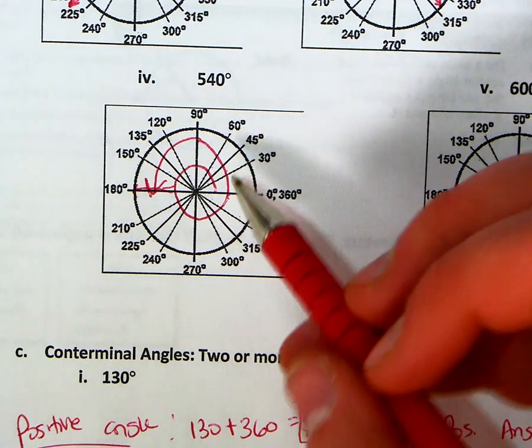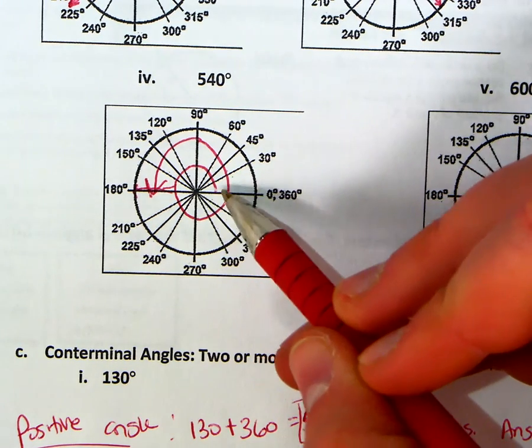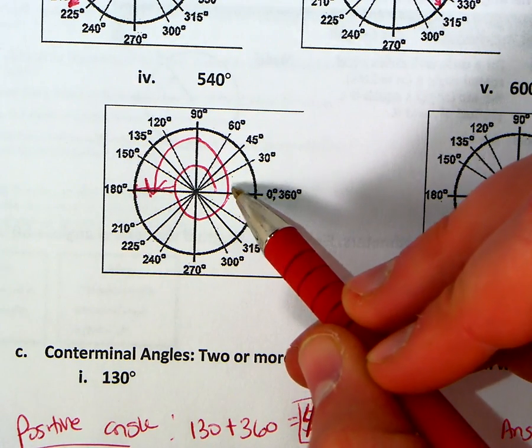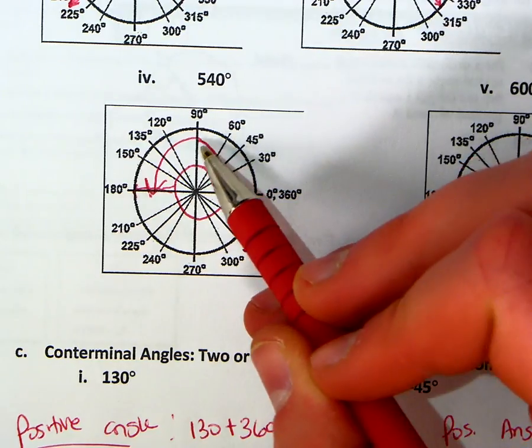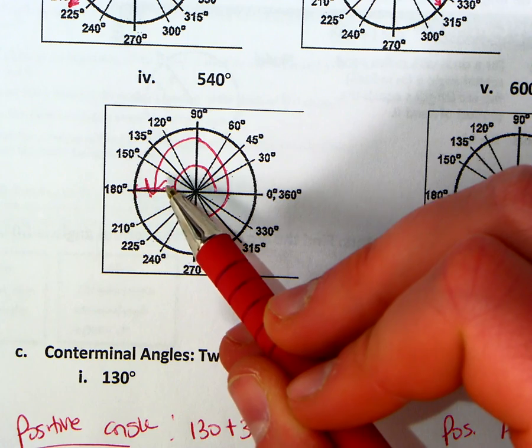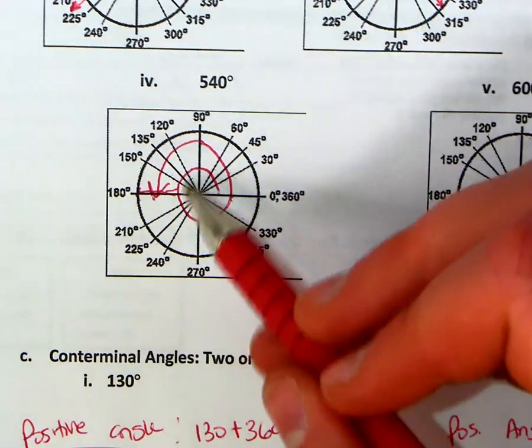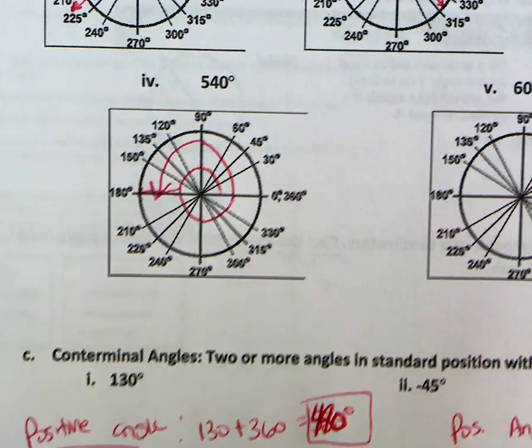Last part, 540. Now this is where we're starting here. A full rotation is 360, and then add 90 on. You're at 450, and then add another 90 on, and you're at 540. All right, so it has this kind of snaking effect.